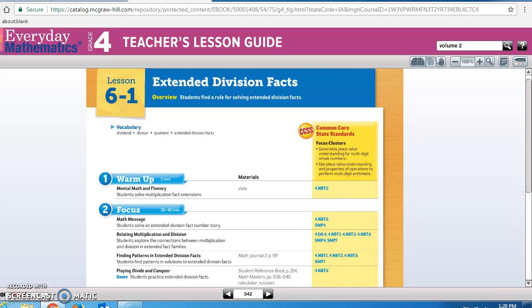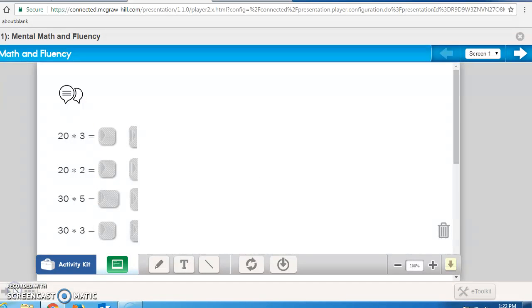Lesson 6-1, Extended Division Facts. The main focus in this lesson is for you to solve extended division fact number stories, for you to explore the connection between multiplication and division in extended fact families, and for you to find patterns in solutions to extended division facts. So let's get started with our mental math and fluency.